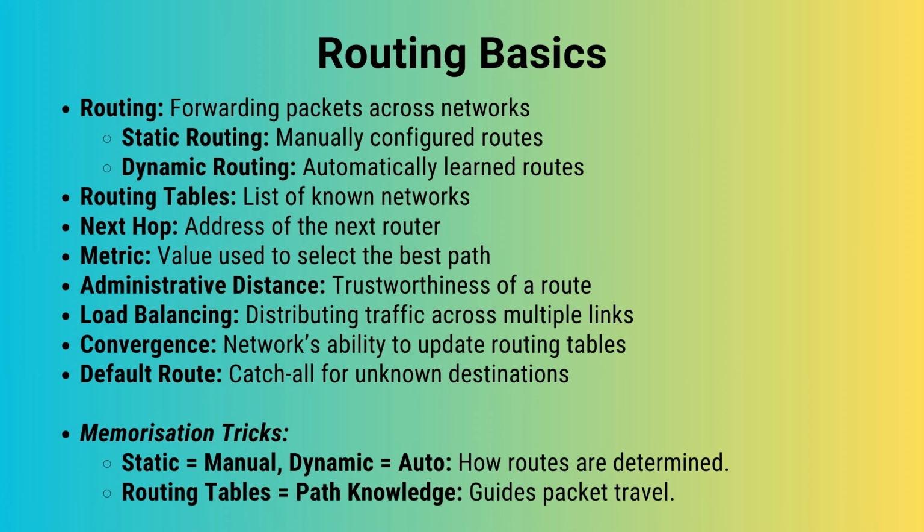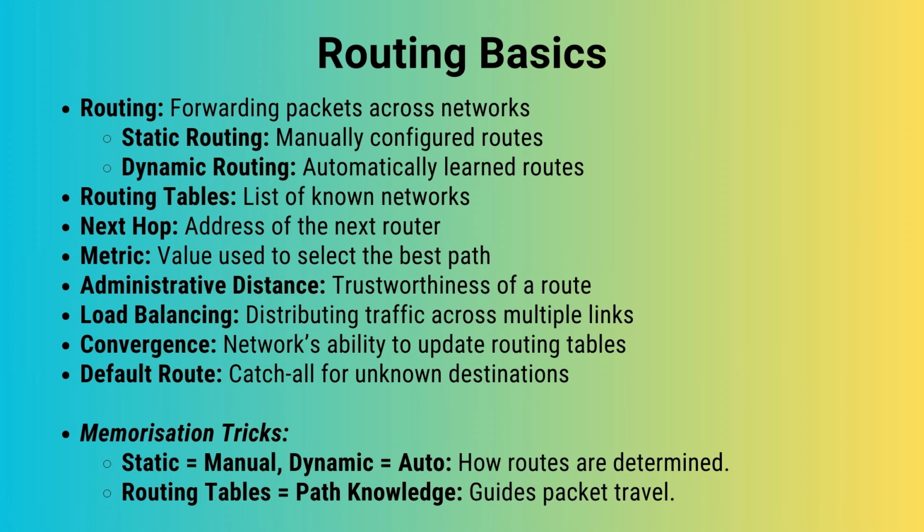Static routing is like using a paper map, while dynamic routing is more like a GPS that updates automatically. Key concepts include administrative distance, which determines the trustworthiness of a route source, lower is better, and metrics, used to select the best path when multiple routes to the same destination exist. Remember the phrase longest match wins, meaning the most specific route is always chosen. The default route, often referred to as the gateway of last resort, is used when no specific route matches the destination.